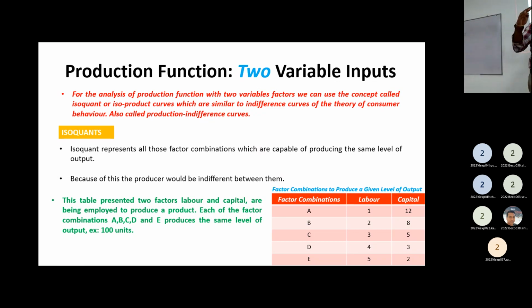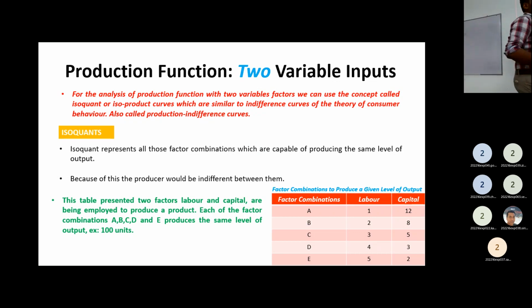Now, when it comes to the indifference curve analysis, we consider the satisfaction, isn't it? Two products which give you the same satisfaction. Now here, when it comes to the isoquant curves, we are considering the same output that could be generated from different factor combinations.